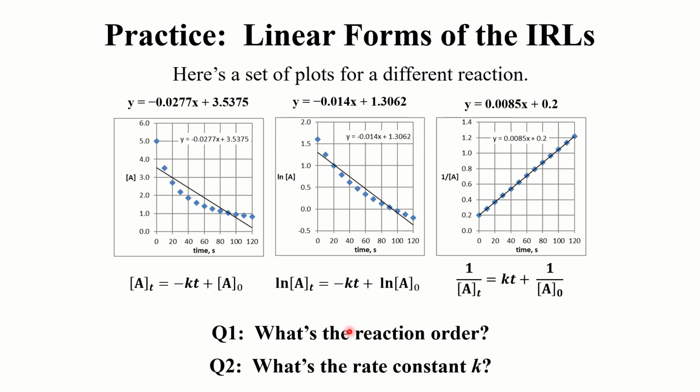All right, first question, what's the reaction order? You should have come up with second. This reaction is second order because the inverse of concentration versus time has the best fit. Question number 2, what's the rate constant k? If we look at the second order integrated rate law versus the equation derived from that fit, we can see that the rate constant k simply equals the slope of the line. So we could say that k equals 0.0085.